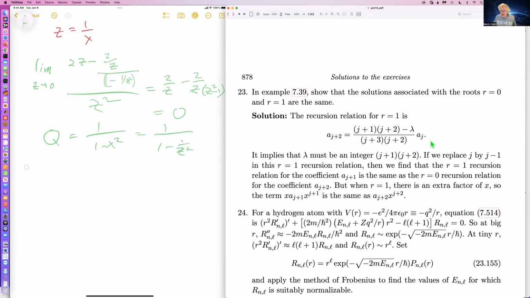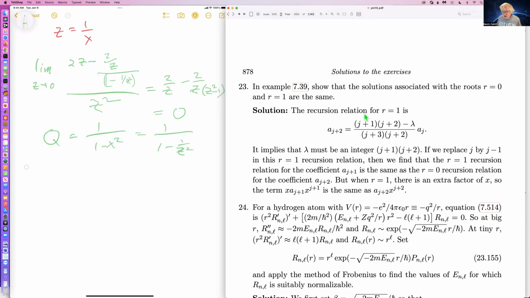So then the next problem is, again, Legendre's equation. You want to show that the solutions r equals 0 and r equals 1 are the same. Well, the recursion relation for r equals 1 is actually this. And remember, this series is going to diverge, or in the best case, it converges, but it converges to a function that is not square integrable.